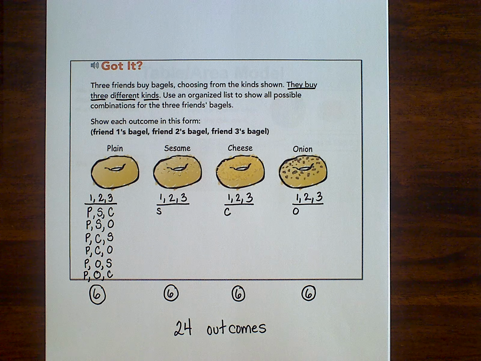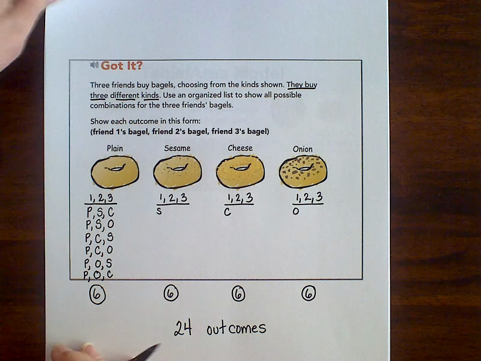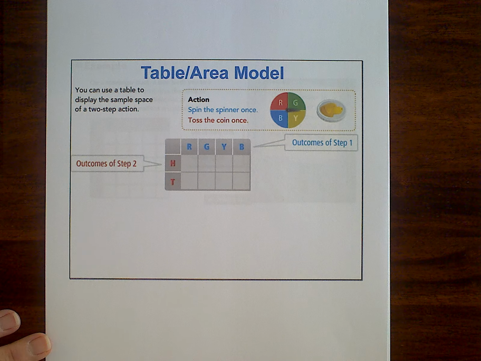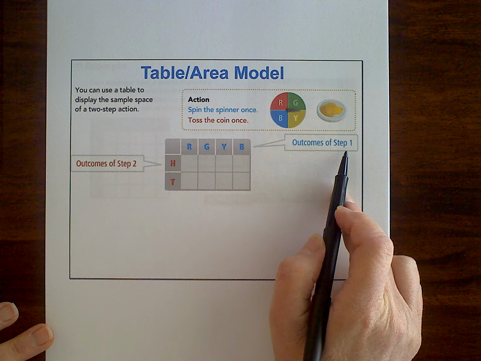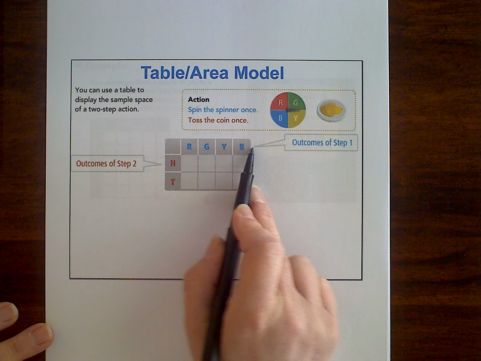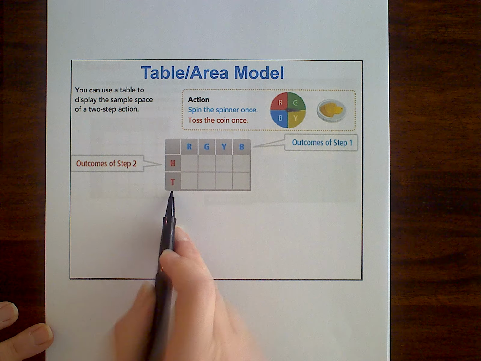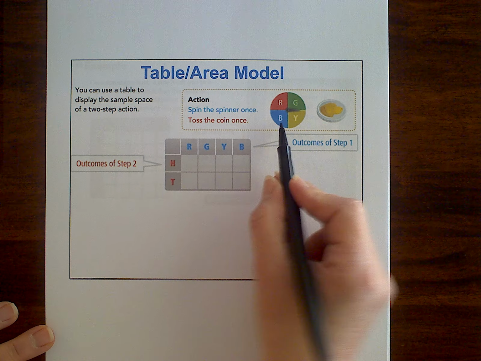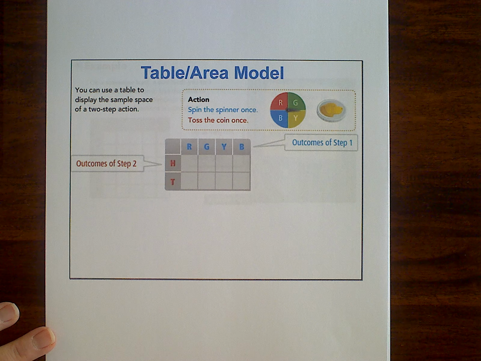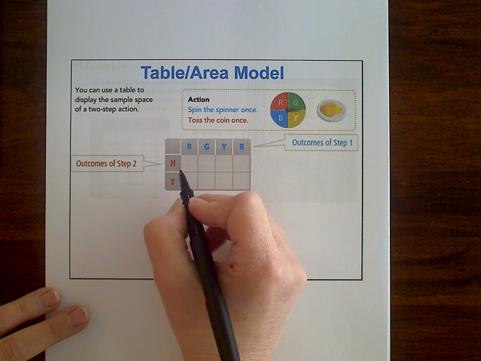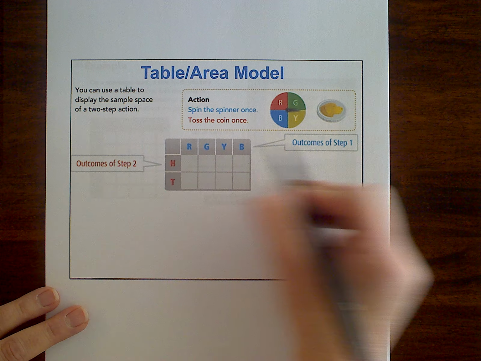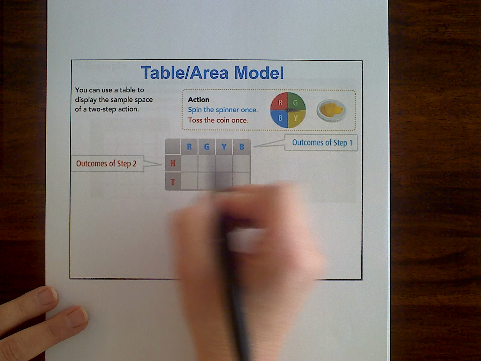Okay? The second type of problem that you learned yesterday in your Google slide was to create the table or an area model. And I stressed yesterday, and I'm going to stress it again today, that your outcome for step number 1 always has to be located at the top of your table, and the outcomes for step 2 need to be on the side of your table. So I'm spinning a spinner and flipping a coin. Some of you may have had this yesterday. And so when you create your table, remember the outcome for step one has to be listed first.